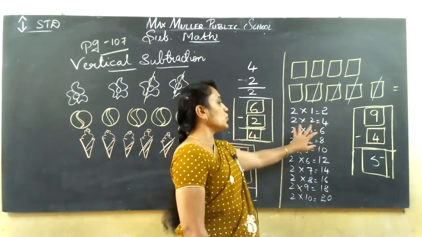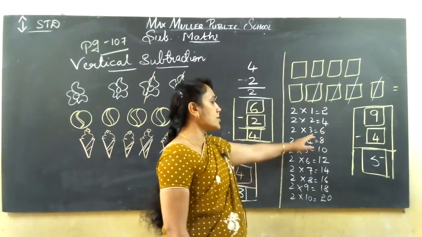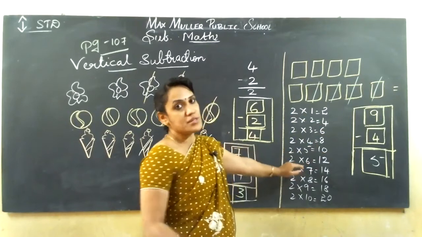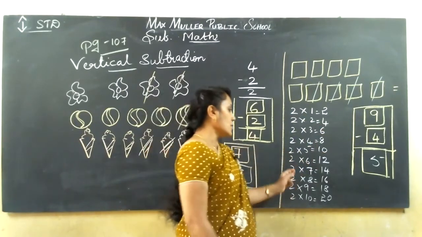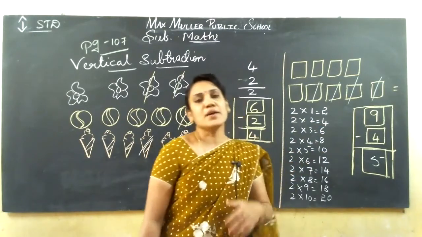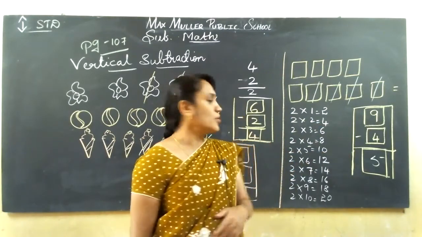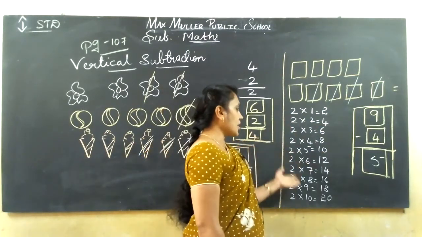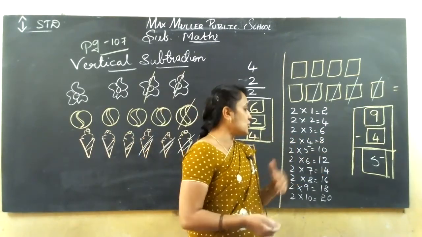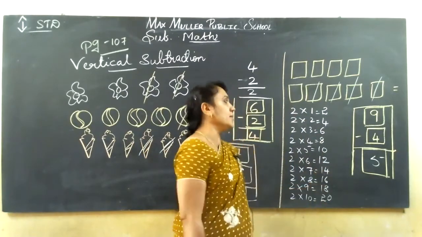Okay. You also revise in your rough notes. 2 ones are 2. 2 twos are 4. 2 threes are 6. 2 fours are 8. 2 fives are 10. Say the tables daily, so answers will come to the tip of your tongue. Whenever we ask, you can say it correctly. In between I can also ask, 2 threes are what? You should say 6. 2 fours are 8.